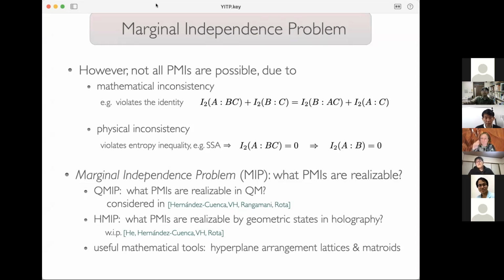And what I want to build up to, which I don't have very much time to do, is that in fact, the solution to this problem gives us an in principle construction of the entire holographic entropy cone. Okay, so go ahead, you can ask.